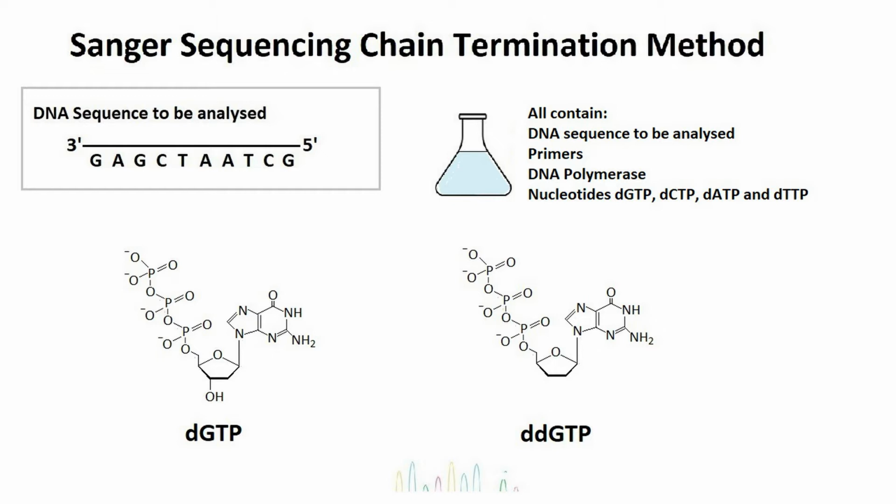What happens in this Sanger sequencing method is we also use these dideoxy nucleotides. So here's dideoxyguanosine triphosphate. If you notice, it has no OH group at the bottom there of the molecule. If the dideoxyguanosine triphosphate is added onto the new DNA chain, then it actually terminates the chain because it has no OH group on there.